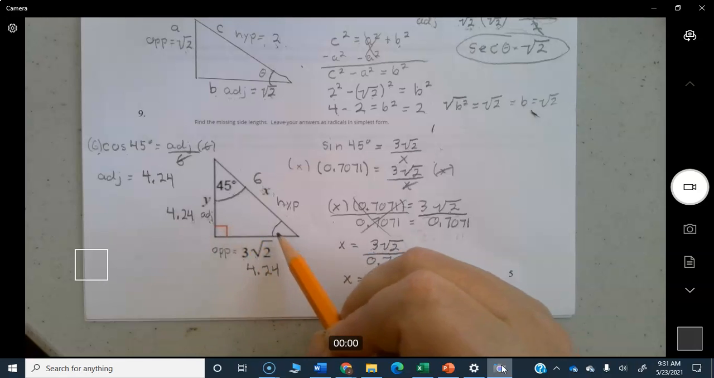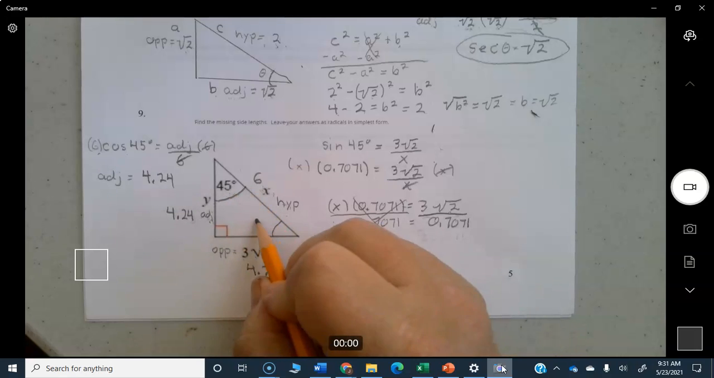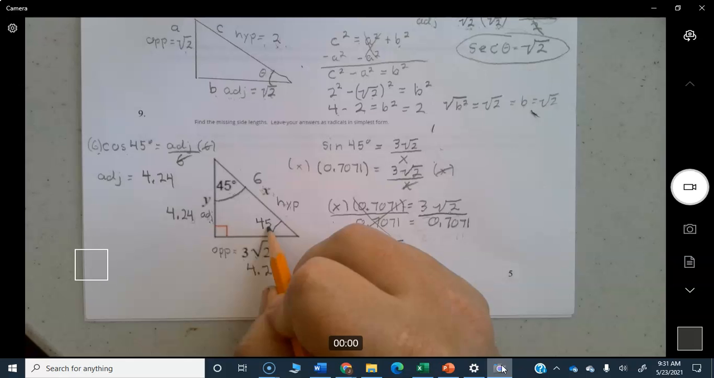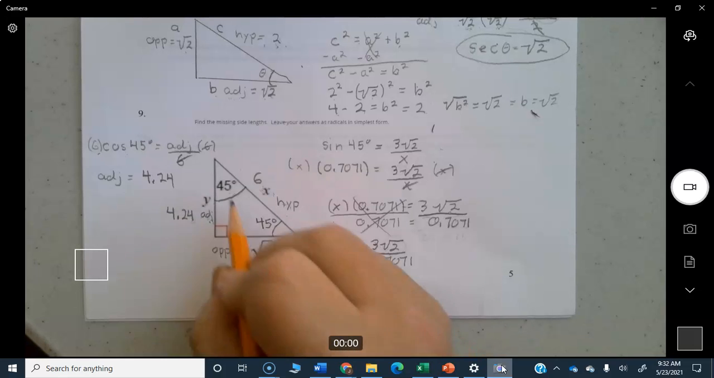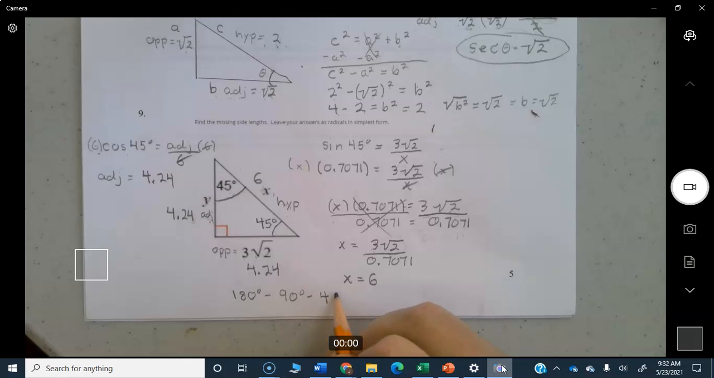So if this is 180 minus 45 minus 90, this one's also going to be 45. Okay, so 180 minus 90, that's this angle, minus this 45 that we know, equals this angle right here. Okay, that's the unknown angle. I didn't label it, but there it is. And that's going to equal 45 degrees also. So that's what you get there.